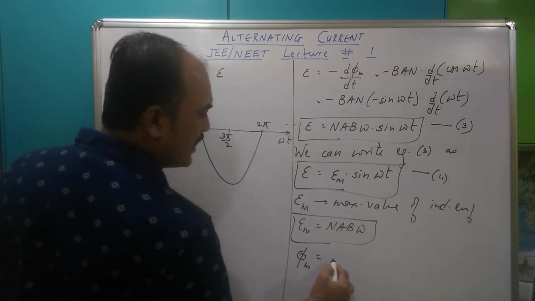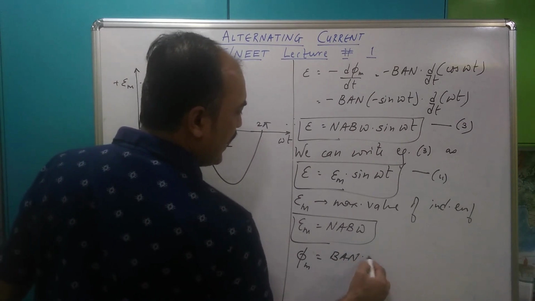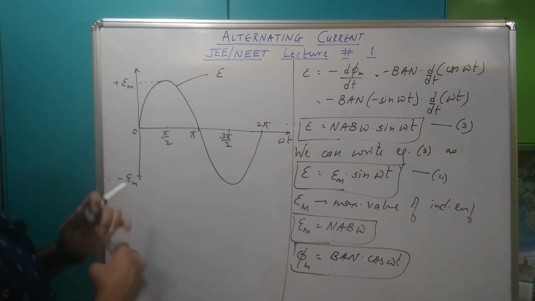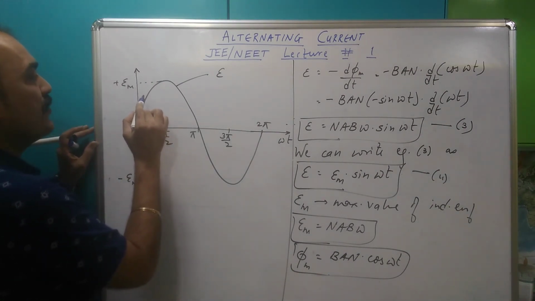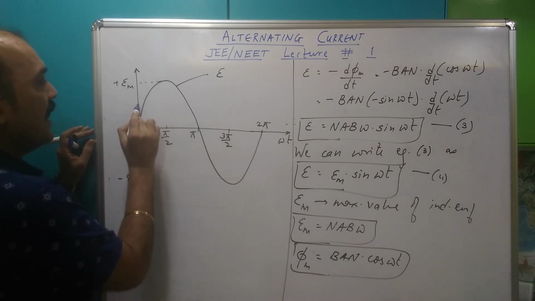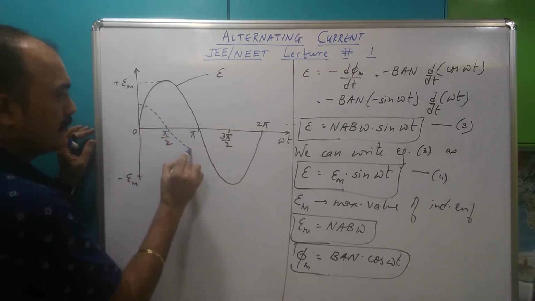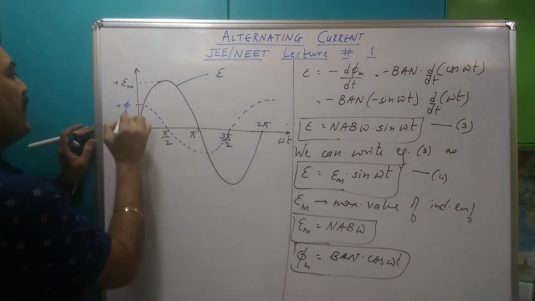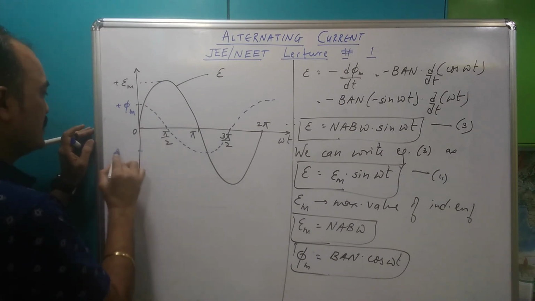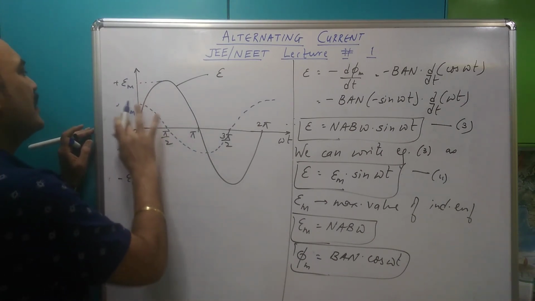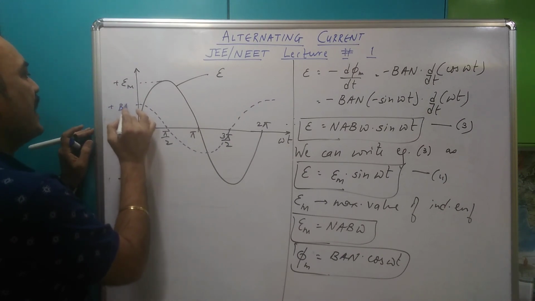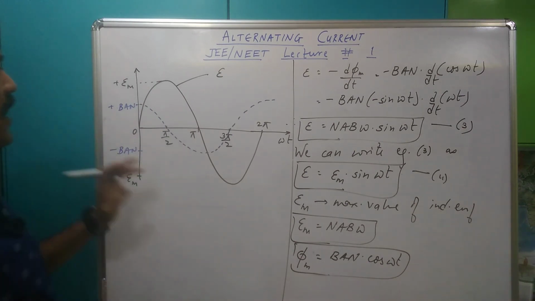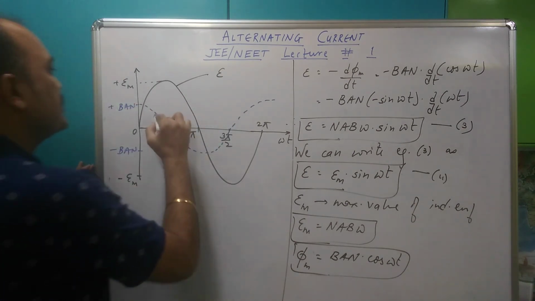Well, I had written the equation for flux there. Let me write it again. Flux phi m is BAN cos omega t, just for your reference. Now flux follows the cosine function, so it would be starting from the maximum at 0, and it would come down. It would be like this and like this. So this is plus phi m, maximum flux. This is minus phi m. Let me write it as this is plus BAN, this is minus BAN, and it is varying according to the cosine function. This is flux.